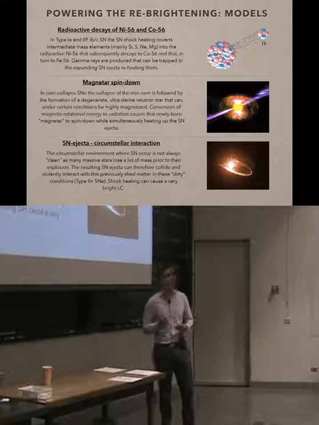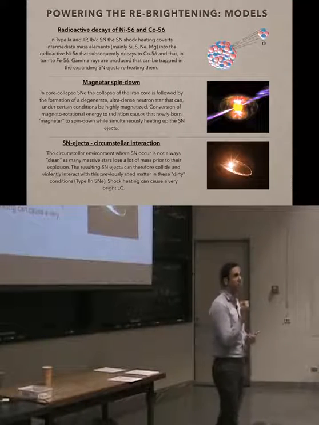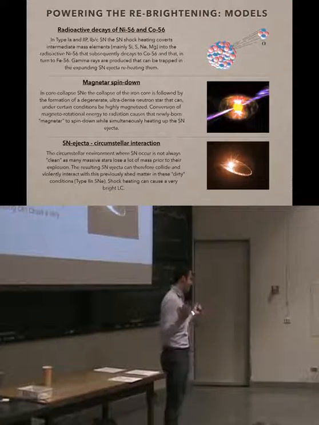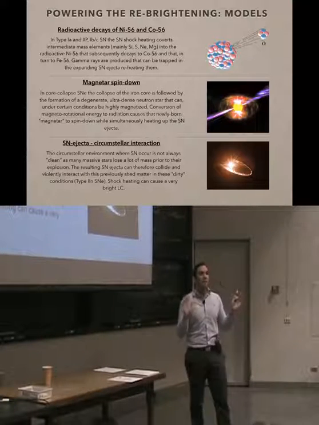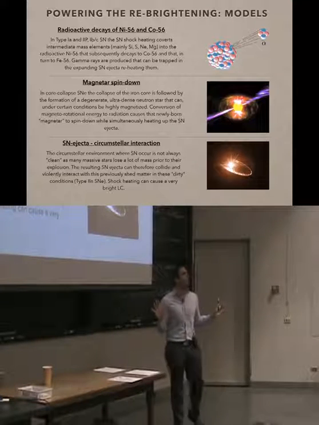Sometimes, if you have enough rotation, you're going to form a rapidly rotating neutron star, which is also very highly magnetized, or a magnetar. And these are the most magnetized objects in the universe. Magnetic fields never get stronger in the universe. Magnetars definitely take the crown on this.